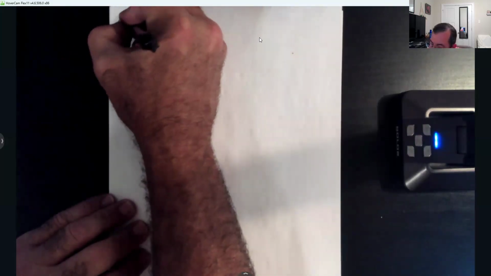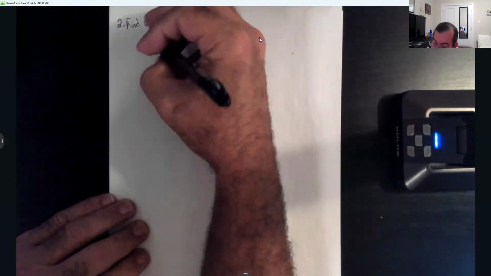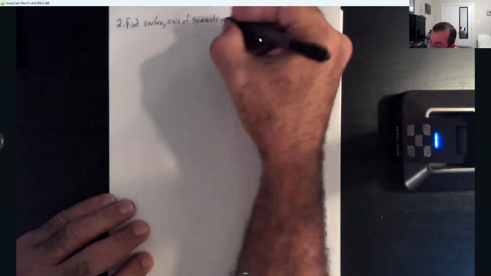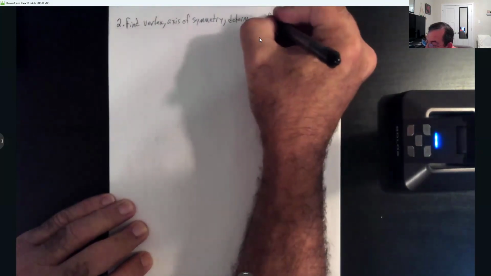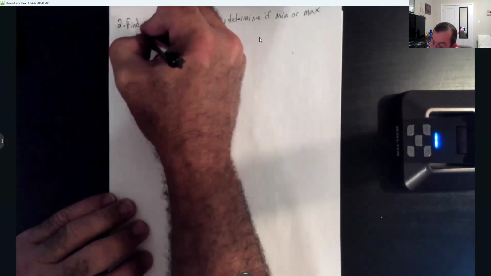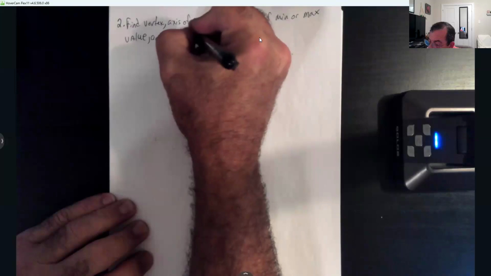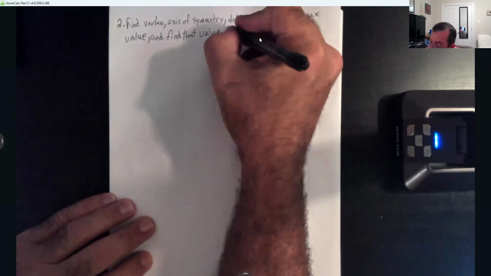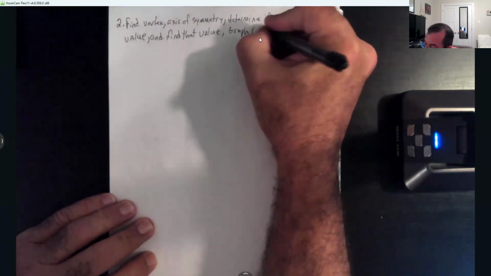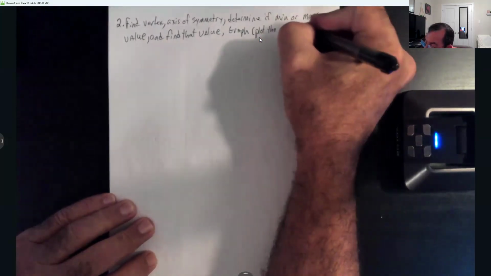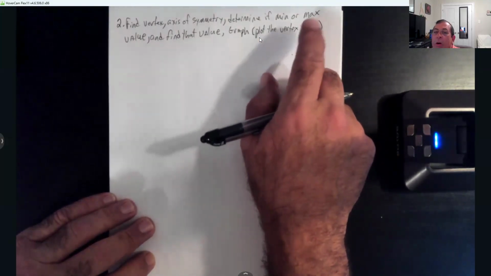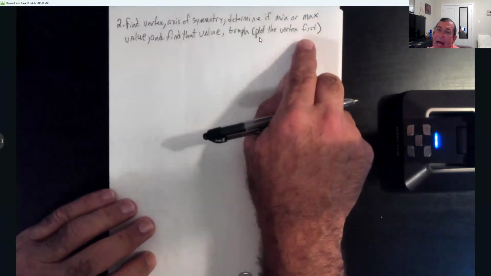So this one says find the vertex, axis of symmetry, determine if min or max value, and find that value. And then finally, graph. Now the graph is tricky on this one. When you're graphing, you got to plot the vertex first. So in section 2.1 and 2.2, when we graphed parabolas, it didn't matter what 3 points we put in or what order. In this section, since we're using the vertex formula, you got to plot that vertex first.